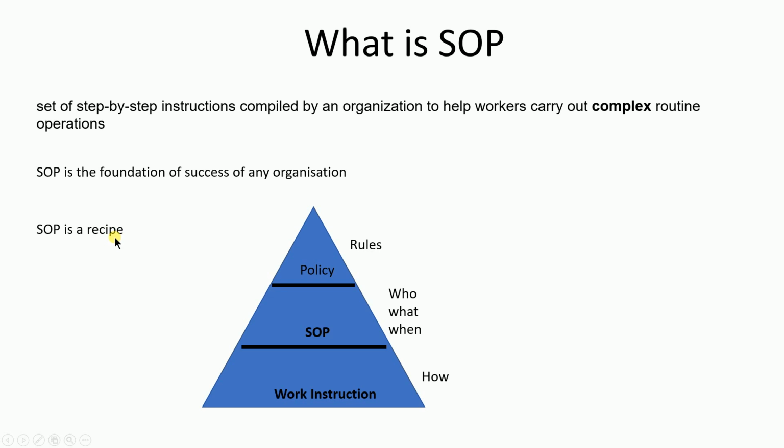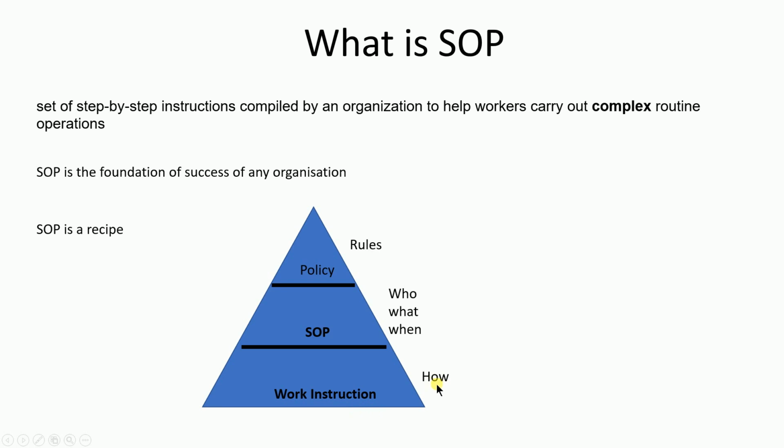In any company, there are policies, rules, and regulations. Then there are SOPs, which are who, what, and when. Then there are work instructions, which are documents on how to do a particular task.